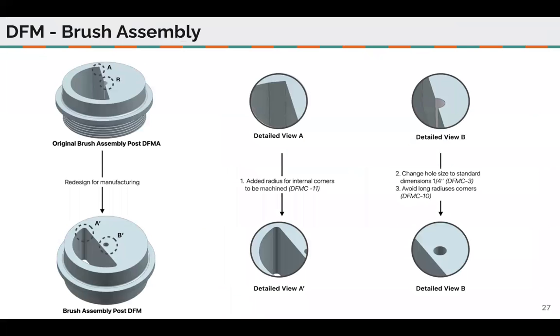Here's the redesign for our brush assembly. Three main features we want to call out: in A, we added radiuses to those sharp corners so that they could be machined. Second, we changed the hole size from a non-standard dimension to a standard dimension of 1/4 inch. We also made that half circle a full circle that could be drilled through to avoid long radius corners when machined.